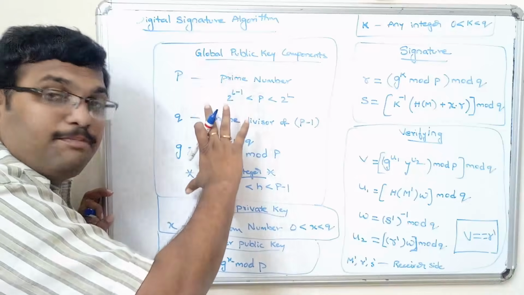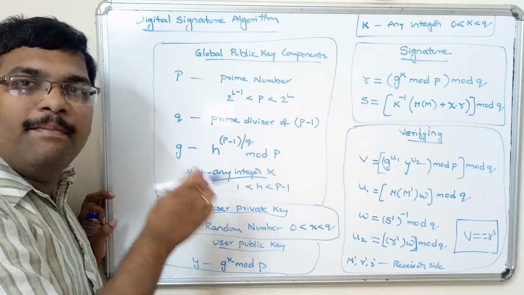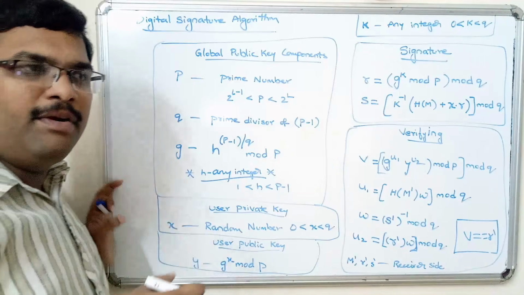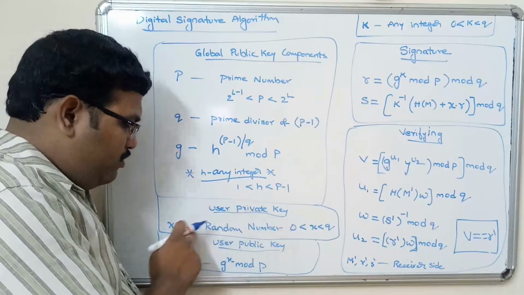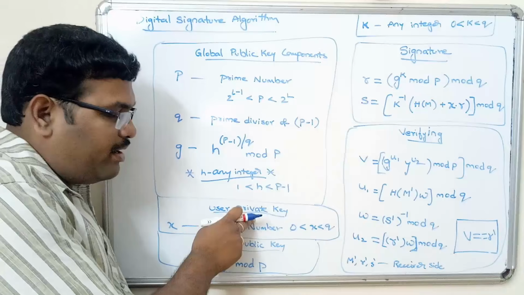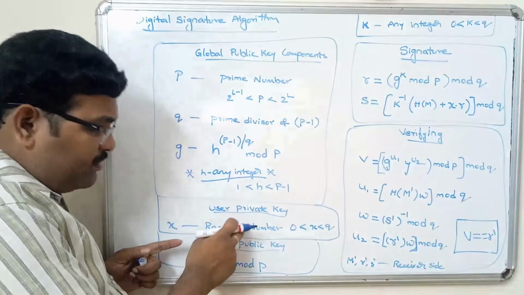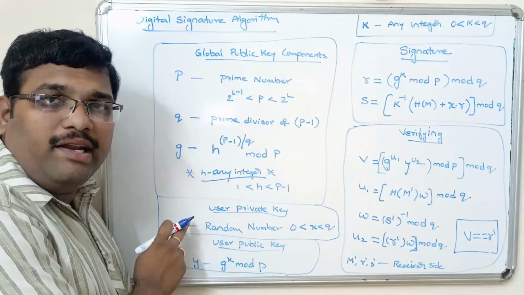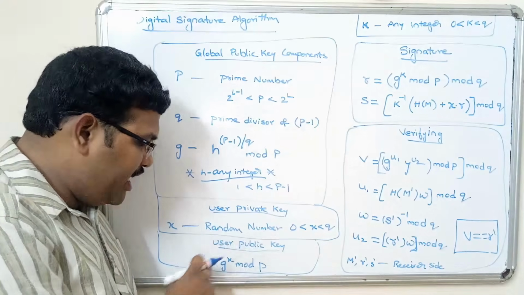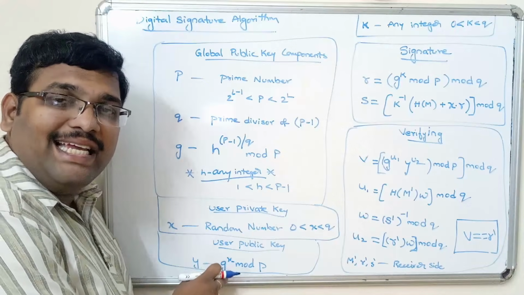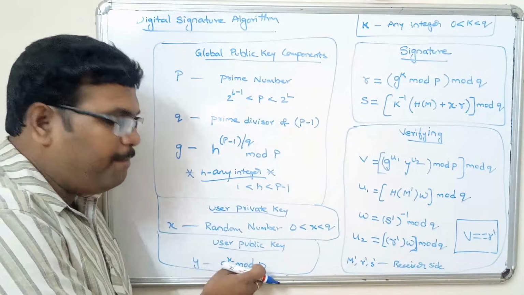After getting all these public key components, we have to select the user's private key, using a random number generator. By using the random number generator, we can select any number which acts as the private key. The number should lie between 0 and Q. After selecting this private key, we have to compute the public key. Here the public key is Y, which is equal to G power X, where G is a global key component and X is the private key, mod P.